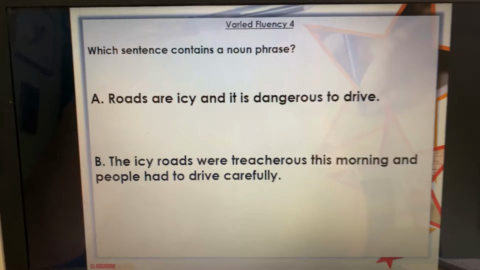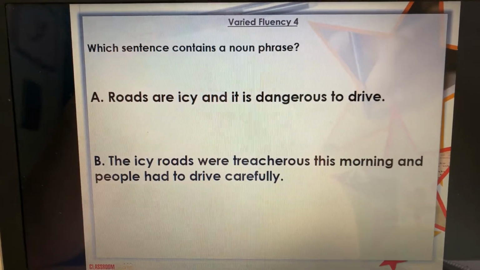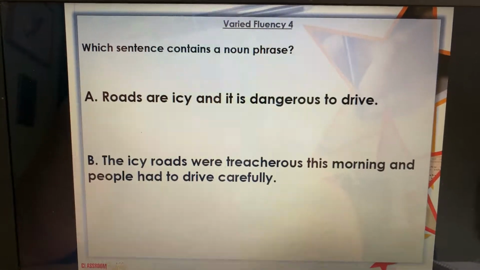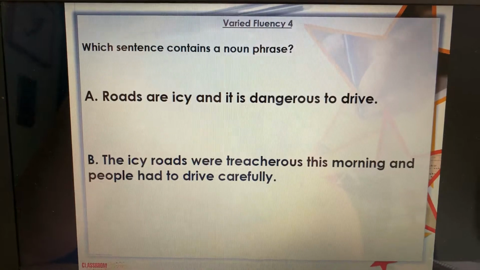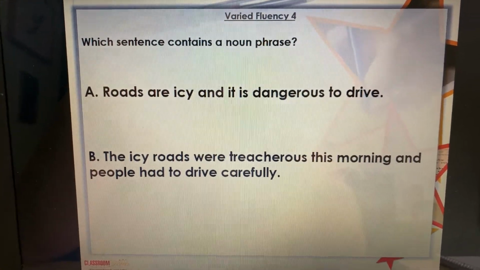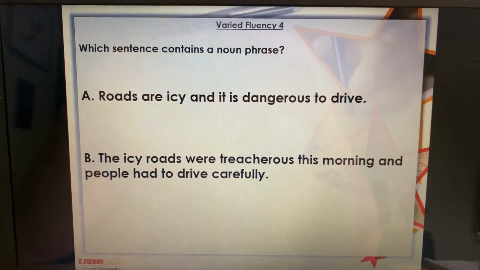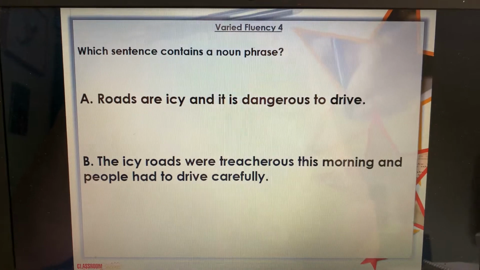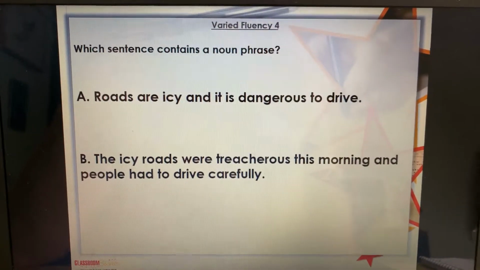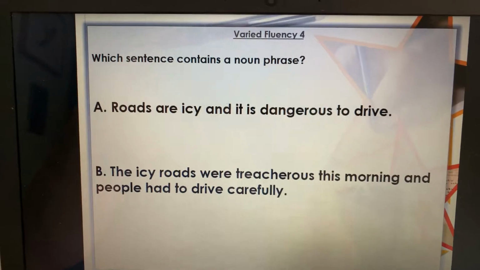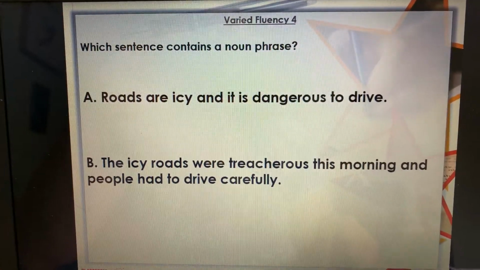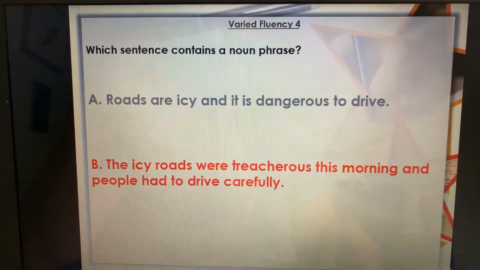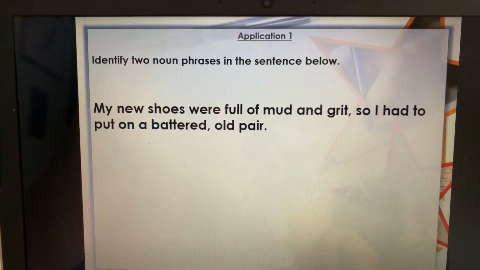One of these has a noun phrase. Be really careful with this, okay? I'll read it. Roads are icy and it is dangerous to drive. Or the icy roads were treacherous this morning and people had to drive carefully. Which one do you think it is? I think it's B, because roads is actually the noun. If you put the roads, that would be a simple noun phrase, but they put the icy roads. So I think it's that one. Well done, I am right.